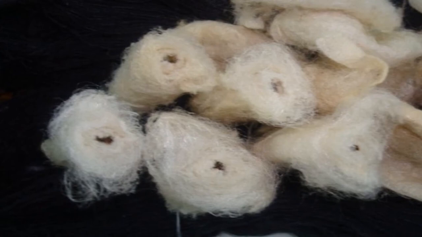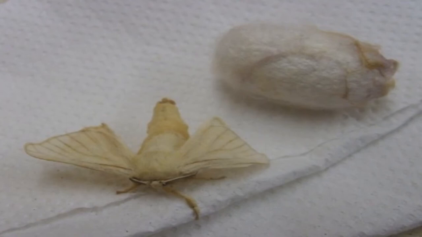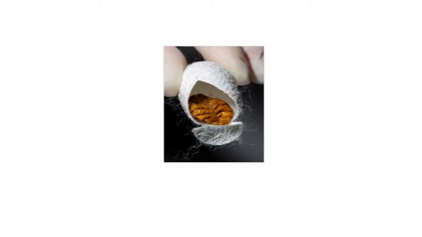Delay in harvesting beyond the recommended day may lead to the formation of pierced cocoons by the emergence of parasitic uzi fly maggots or by moth emergence. Too early harvesting leads to soiled cocoons due to putrefaction of pupae injured by harvesting.